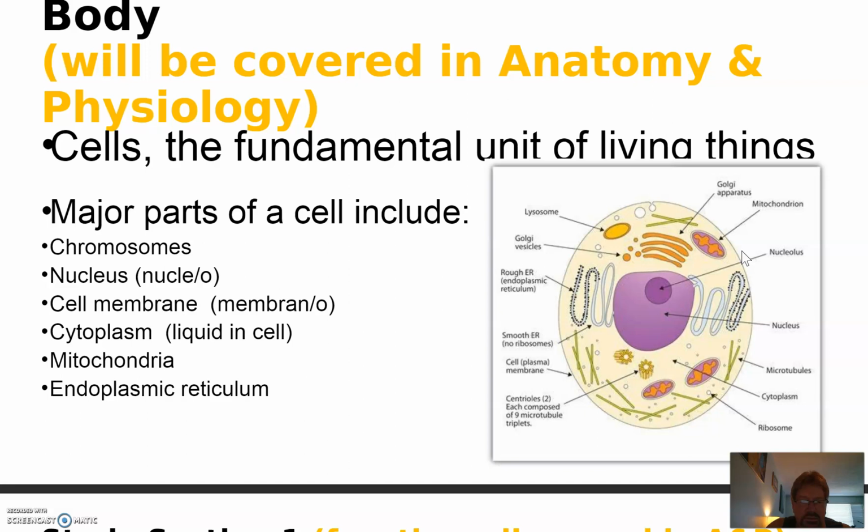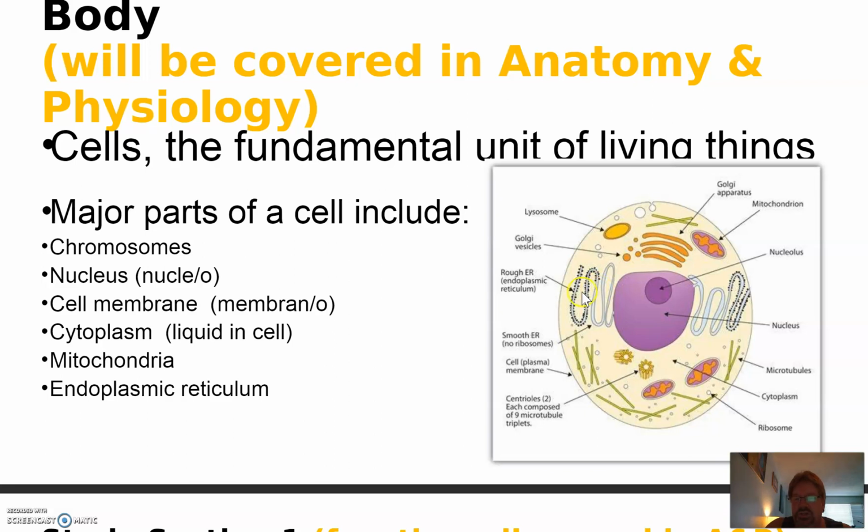Here's the cell, the basic structure of living things. Some organisms only contain a single cell. Nucleus, cell membrane, which is quite complex. The mitochondria are what generate energy for the cell. The cytoplasm inside gives it stability and acts as a liquid medium. Endoplasmic reticulum moves stuff around.